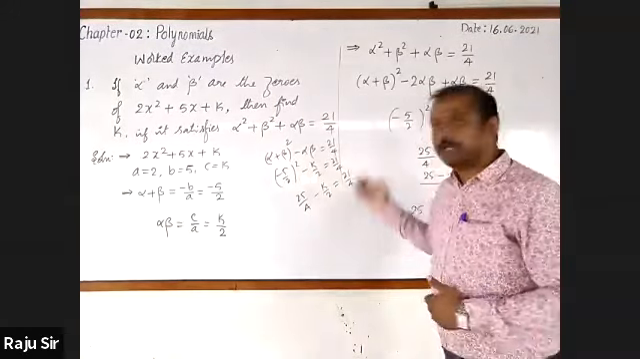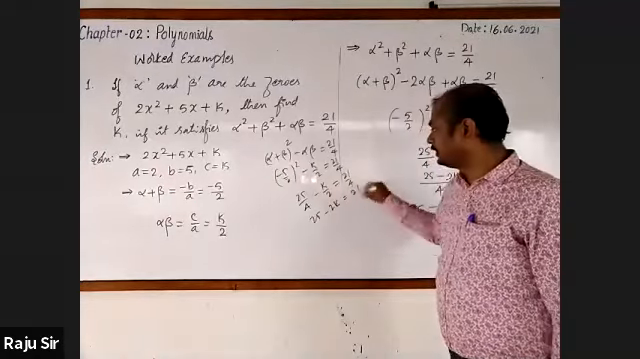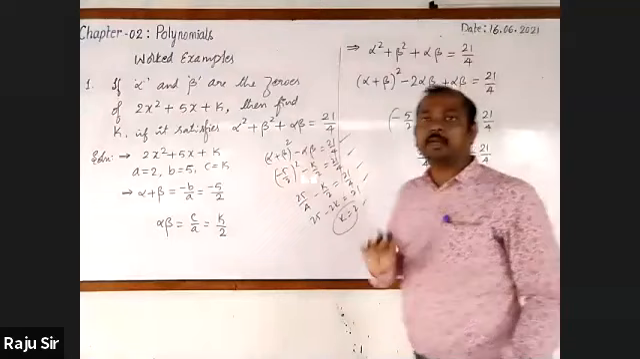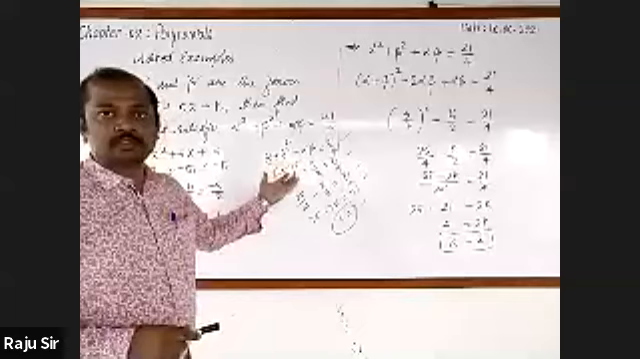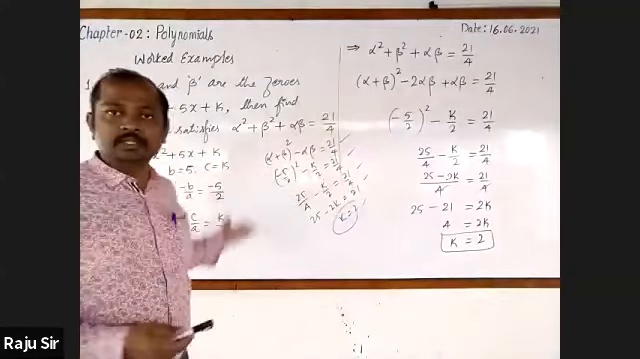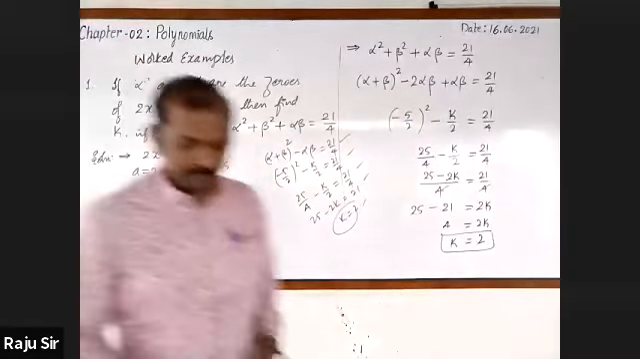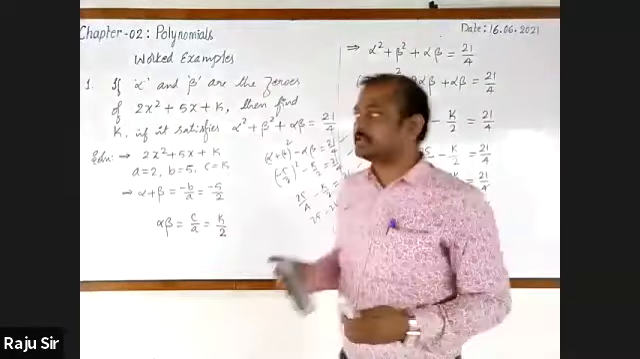Then you can multiply 4 with all the terms. 25 minus 2k is equal to 21. Then 2k is equal to 4, k equal to 2. Just 1, 2, 3, 4, 5. Maximum 5 steps for 1 mark. You can follow this one. For 2 marks or 3 marks, obviously you need to follow these many steps. Next, again I am going to give you the same time. Right.